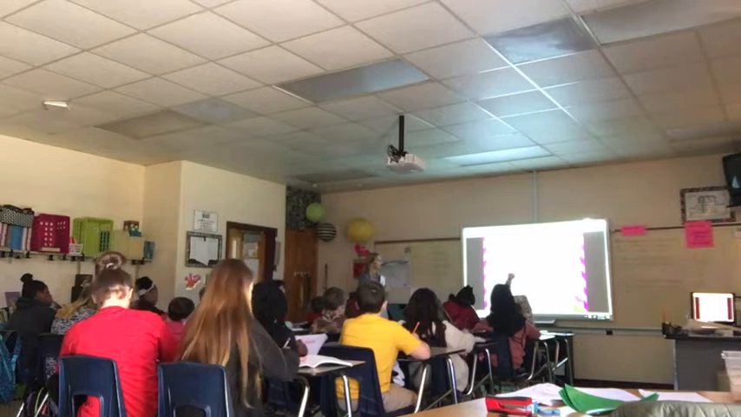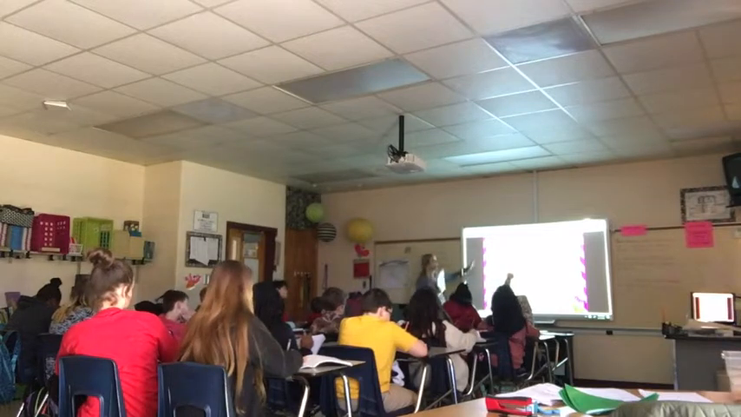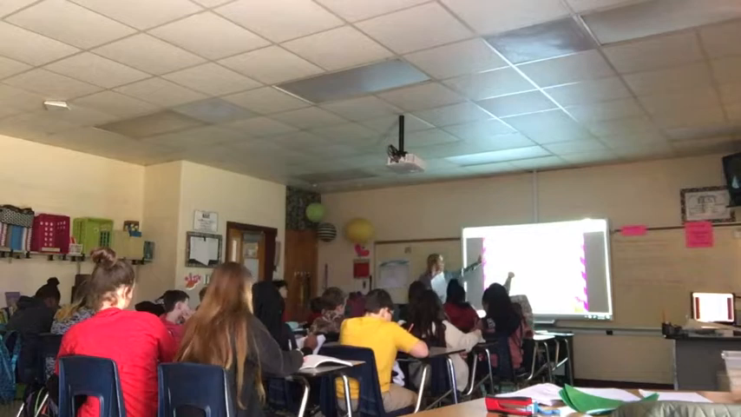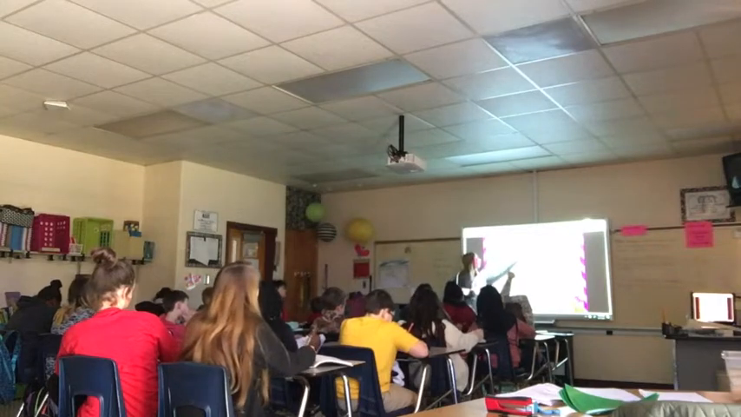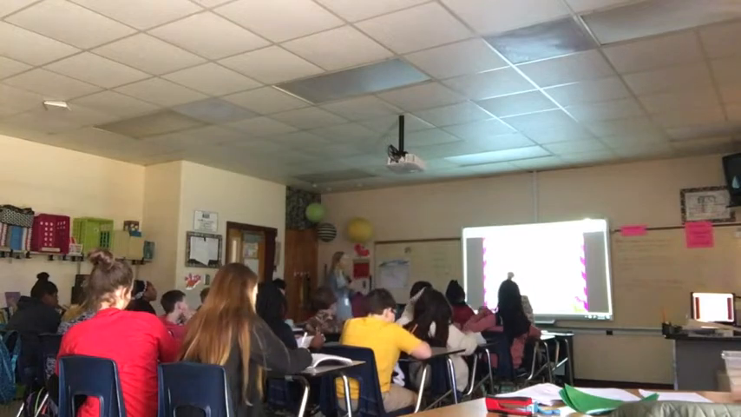All right, personification. Think of this one as a clue. So remember how I said earlier, clues? Look at the word person in this word. The first part of it says person. This gives animals or objects human-like characteristics.